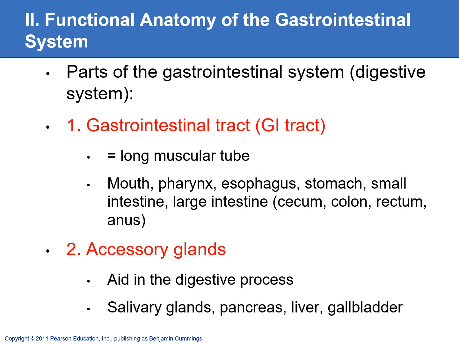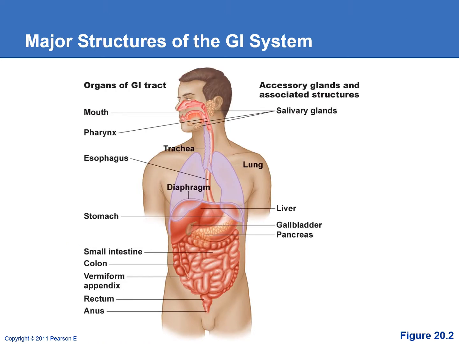There are two parts to the digestive system. There's the GI tract, which forms a long muscular tube that extends from the mouth to the anus. And then there's the accessory glands, which aid in the digestive processes. So this includes the salivary glands, pancreas, liver, and gallbladder. And then here's just a picture of the anatomy of the GI system.